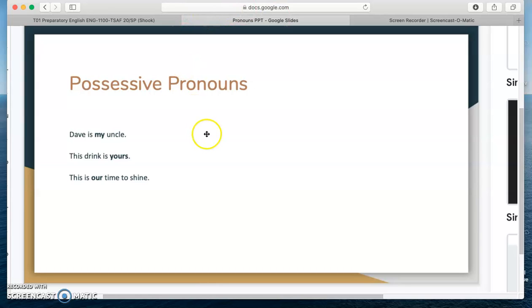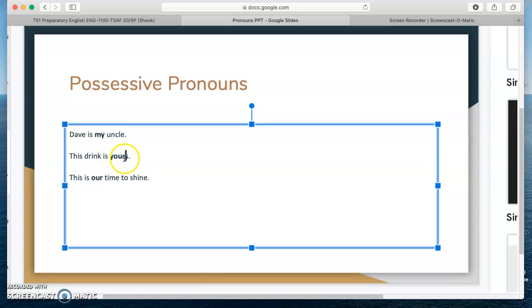Some examples we have: Dave is my uncle, this drink is yours. Do you notice how we don't have an apostrophe right here at the end of yours? Dave is my uncle, this drink is yours, this is our time to shine. We could say that the pencil is his. His is a possessive pronoun. Her class is running late. Her is a possessive pronoun.